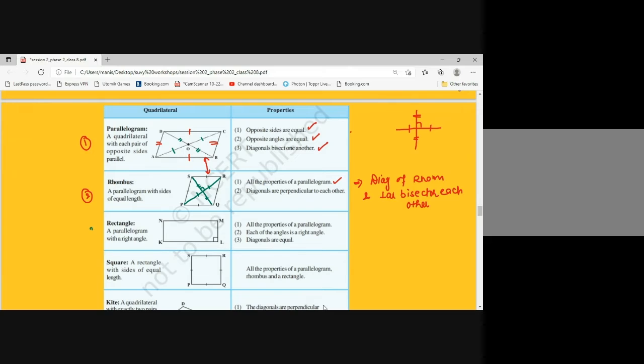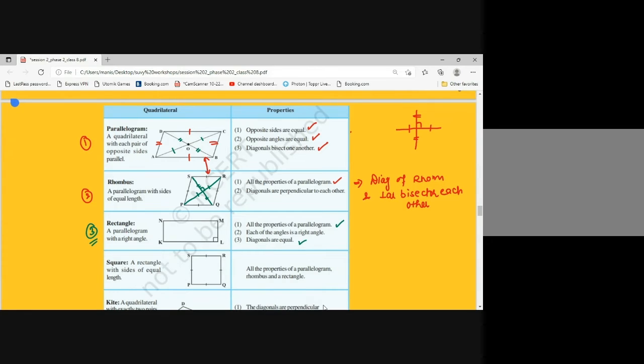So the third one, rectangle: a parallelogram with a right angle. When one angle of a parallelogram becomes 90, then it becomes a rectangle. So it means all properties of a parallelogram will come to this: opposite sides are equal, opposite angles are equal. And one more property will be added, that each angle is 90 degrees. And the last, in a rectangle, diagonals are equal.